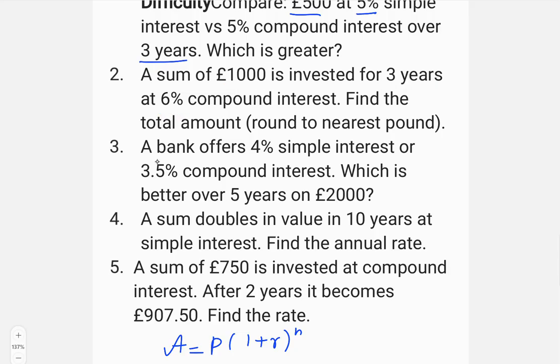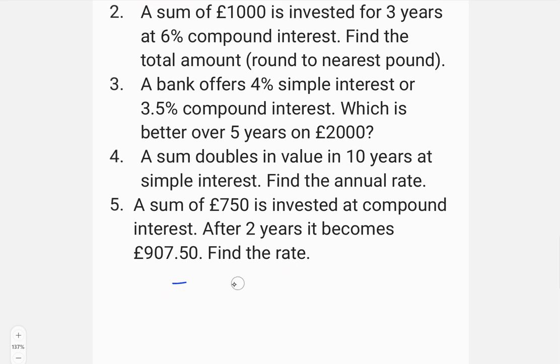Number 3 says a bank offers 4% simple interest or 3.5% compound interest, which is better over 5 years on 2000. So we have to work out the simple interest and we have to work out the compound interest. But this time, instead of giving us the same rate, they have given us different rates. So let's see. We're gonna start with simple interest.